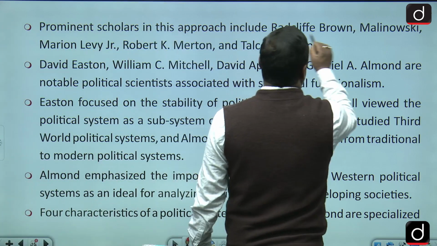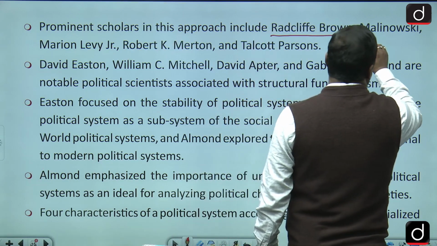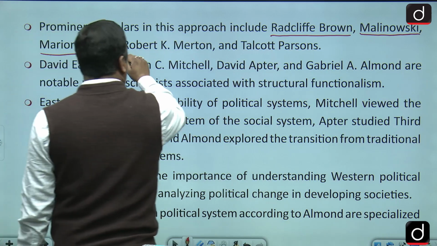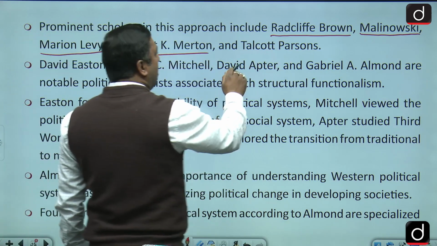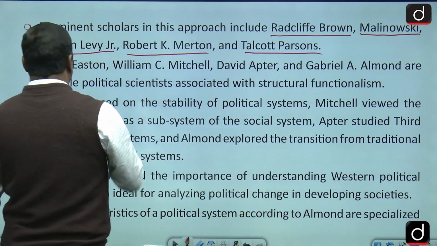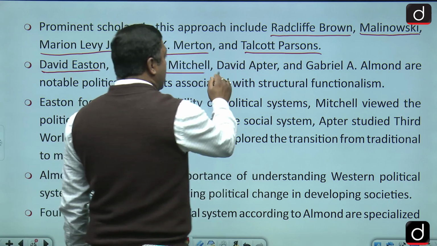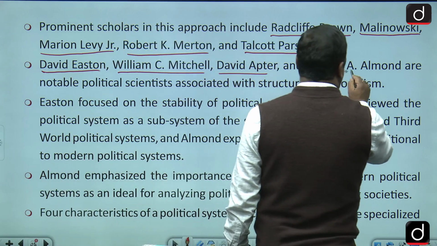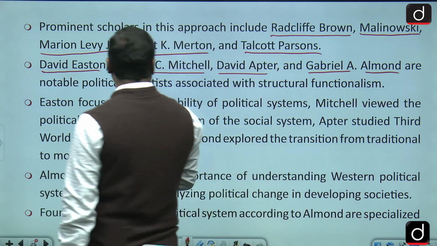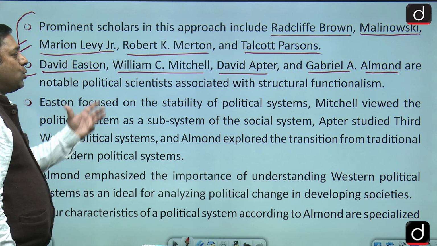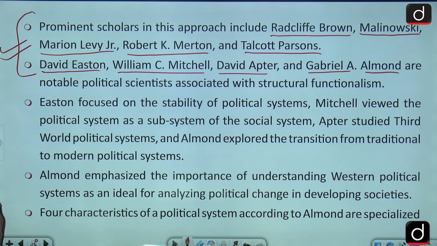It was Radcliffe Brown, Malinowski, Marion Levy Jr., Robert K. Merton, Talcott Parsons, David Easton, William C. Mitchell, David Apter, Gabriel A. Almond who are notable political scientists associated with structural functionalism. That means these are the names of the scholars who are associated with structural functionalism.